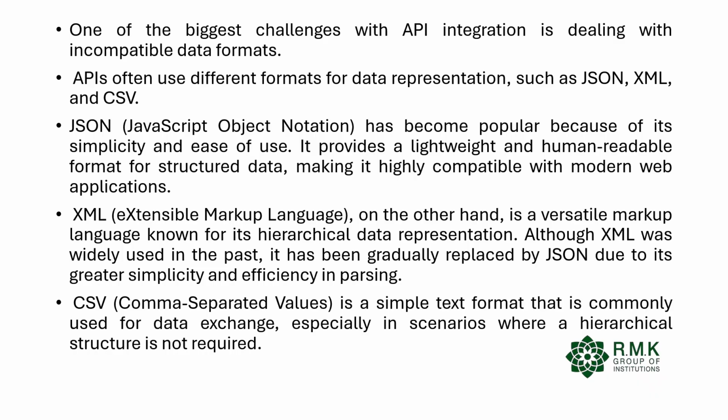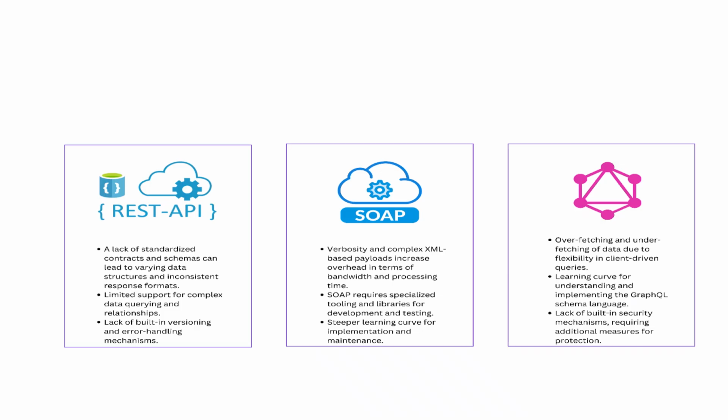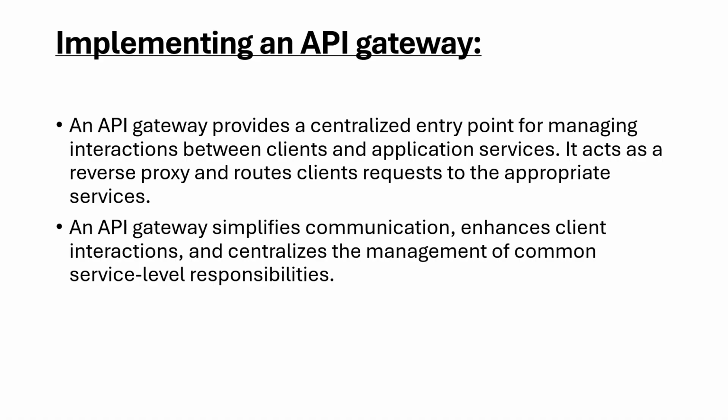XML comes under the extensible markup language. On the other hand, it is a versatile markup language known for hierarchical data presentation. Although XML was widely used in the past, it has been gradually replaced by JSON due to its greater simplicity and efficiency in parsing. CSV, comma-separated values, is a simple text format commonly used for data exchange, especially in scenarios where hierarchical structure is not required. Then, coming to REST API and SOAP, we will be using them for query implementation. And next, implementing an API gateway.